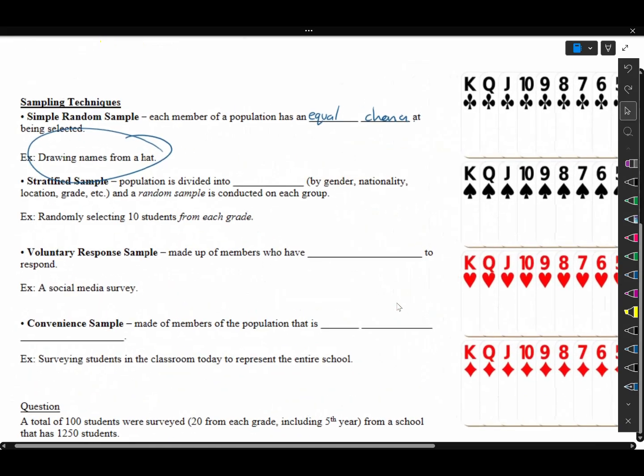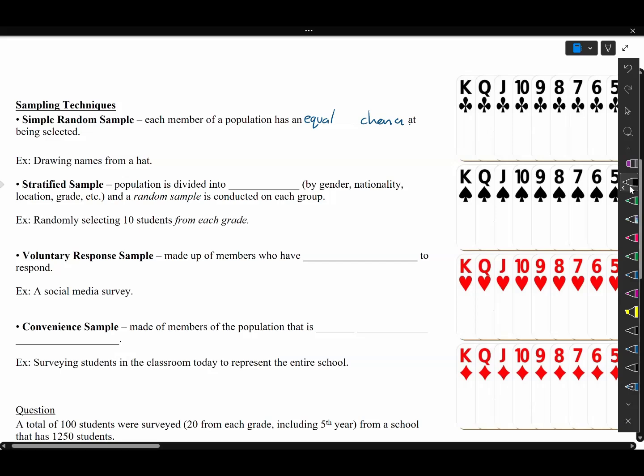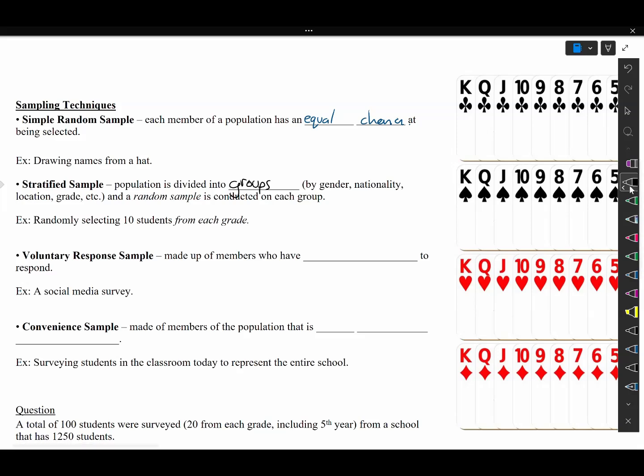Now let's keep going. A stratified sample is where you separate your population into different groups, right? Each of these groups might be specified by gender, by nationality, by location, by grade. If we're working with a deck of cards, maybe by suit, maybe by number, but we separate them into different groups. These groups are called strata. That's why it's called a stratified sample. Then we select randomly from each of those groups to make sure that every single group is represented.